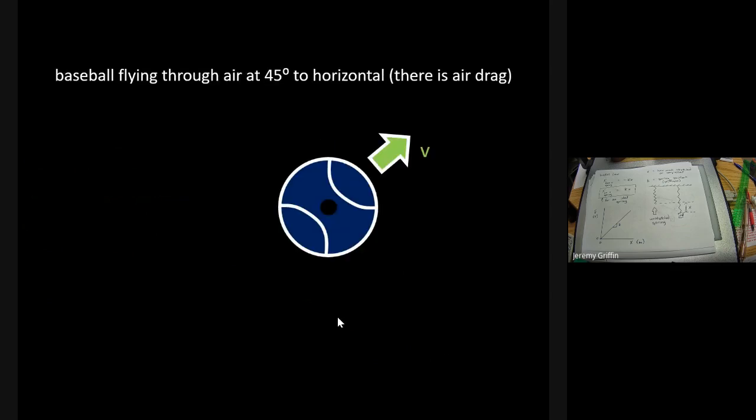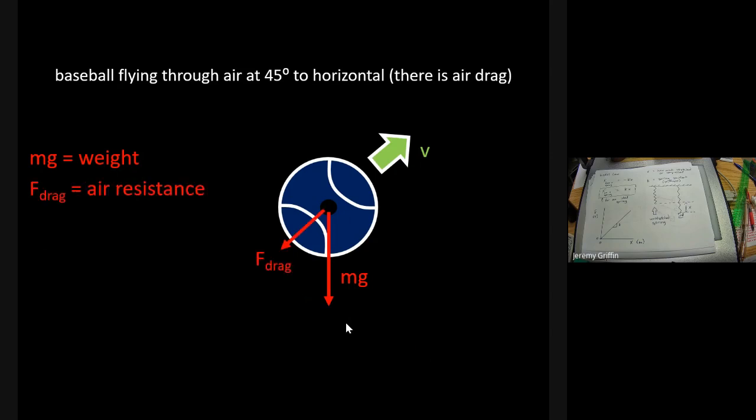How about a baseball flying? First block. Okay, a baseball flying at a 45-degree angle. There is air drag. Think there's a weight pulling straight down? And the air drag points which way? Opposite of the motion. Ooh, look at that.